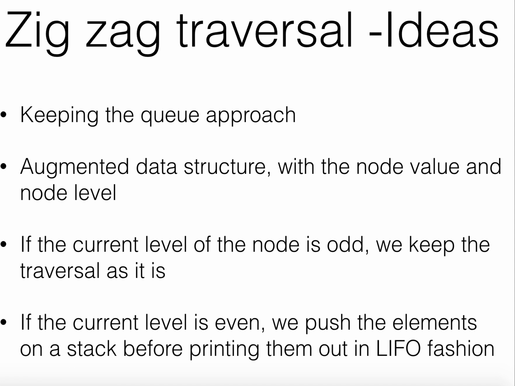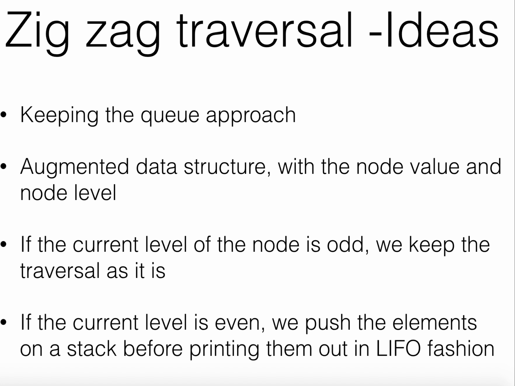Now let's try to come up with some ideas for zigzag traversal by keeping the previous algorithm and data structure in mind. So we would like to use the queue approach. One of the key things in zigzag traversal is that when you're at a given level, which is either even or odd, you need to decide based on that whether you should be traversing left or right. So we can think of an augmented data structure, which would not just store the node value, but also store the node level.